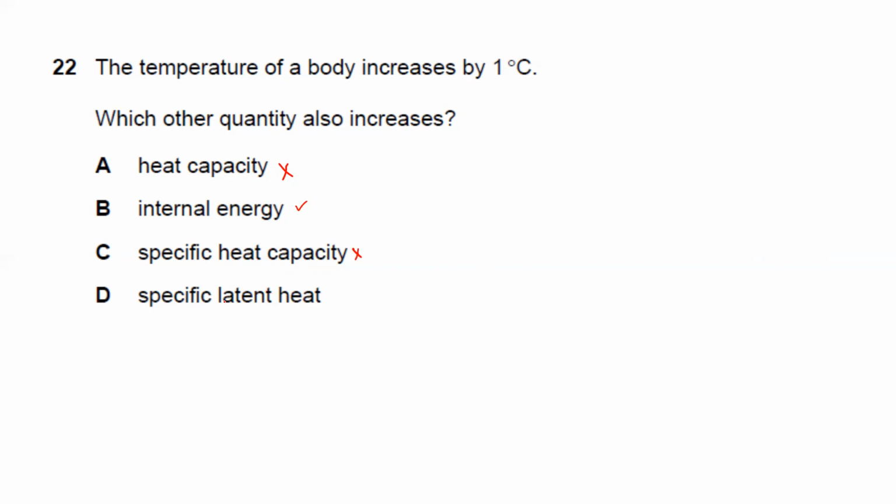Again, specific latent heat is the amount of heat required to change the state of a body or a material or a substance. Again, it is a constant for a material, and this does not change as well. So answer B is the right choice we have.